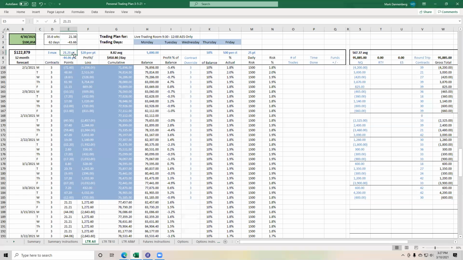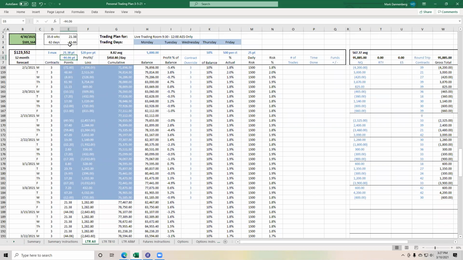Now down here, we're going to use these two fields to forecast the rest of our 52-week personal trading plan. We're already 35.5 weeks through our 52-week plan. So how are we going to forecast going forward? We're going to forecast our profitable days to be aligned with what our actual profitable run rate is. So I'm going to change that to 21.38, and we're going to forecast our losing days to be aligned with what our average losing day is.